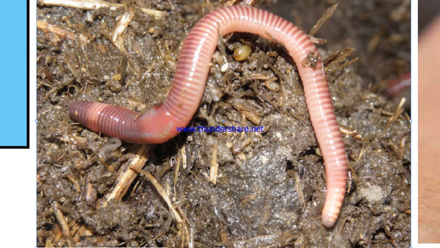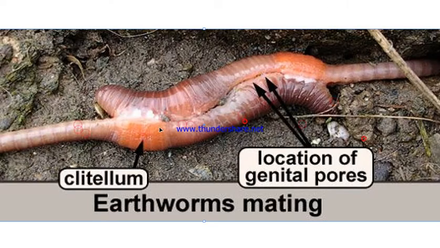Okay, so during courtship, the male part of one earthworm will court with the female part of another earthworm, and the male part of that earthworm will court with the female part of the first earthworm. Okay, look at this diagram. These two earthworms are mating.